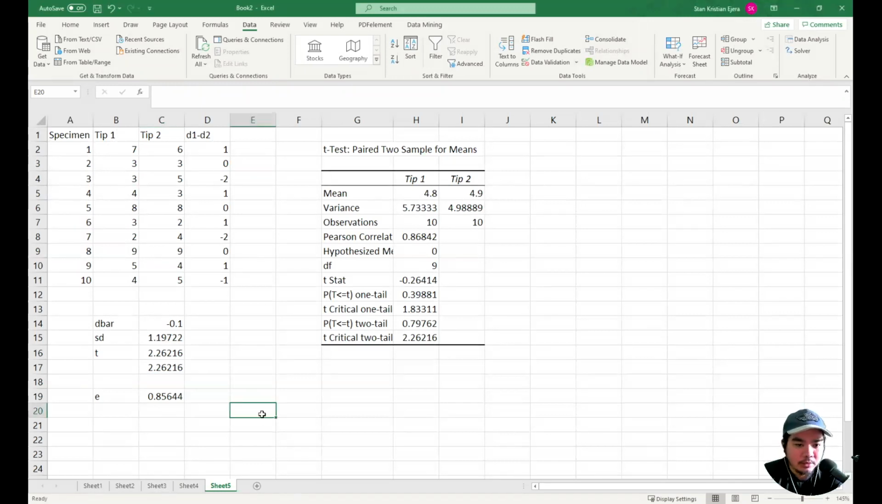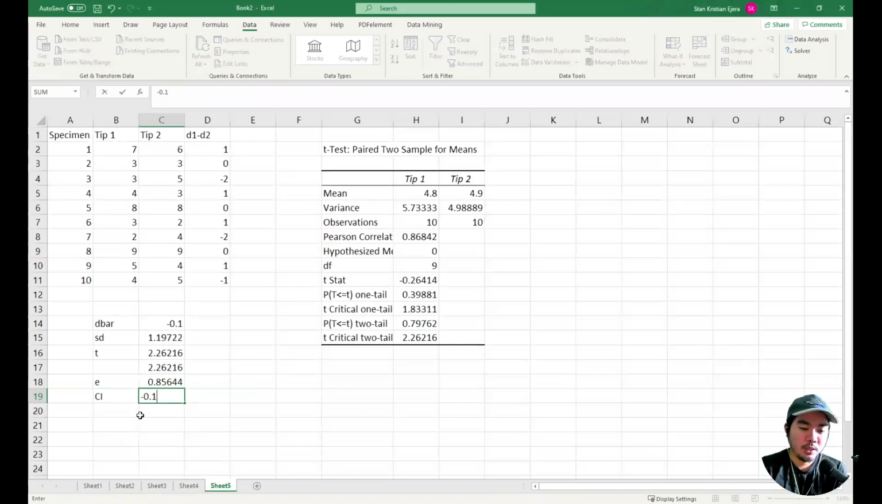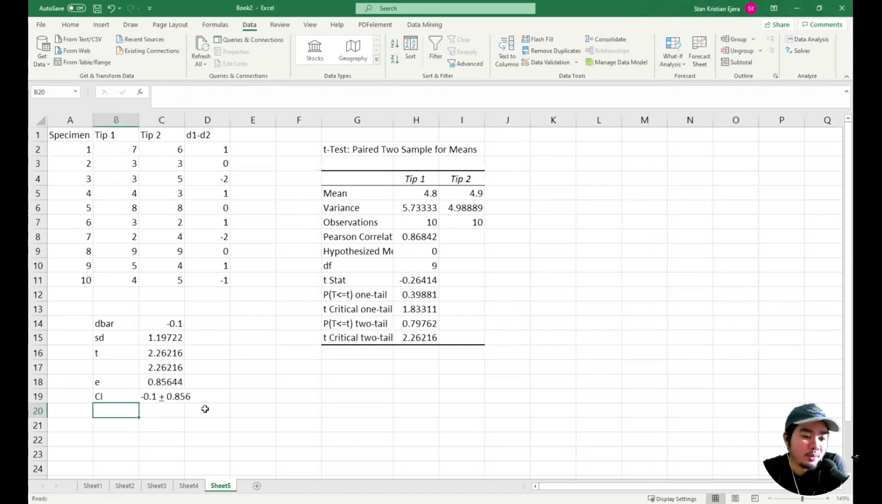So that's that. So ang kailangan natin ay yung final answer, no? Confidence interval. And let me just do negative 0.1 plus minus 0.856. Okay? Tapos ito. Sorry. Again, lagyan natin ng ganyan apostrophe para ma-force natin to be a string siya, no?